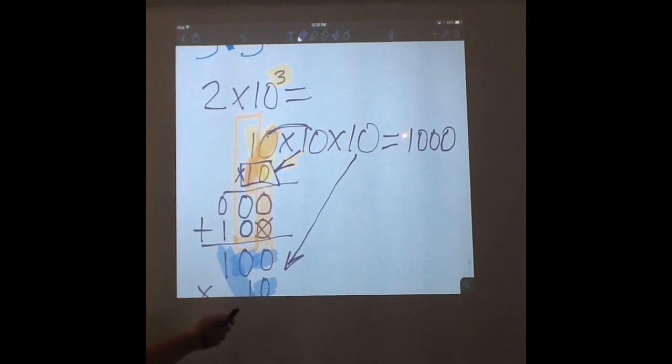What do you see? Look at the multiplication problem and look at the answer. What do you see? Say it out loud.